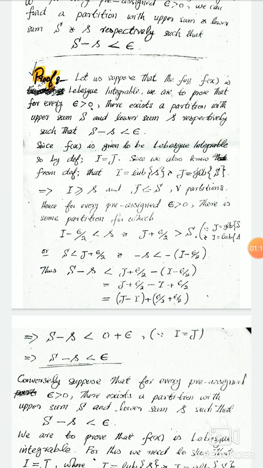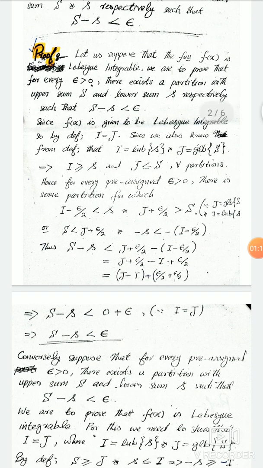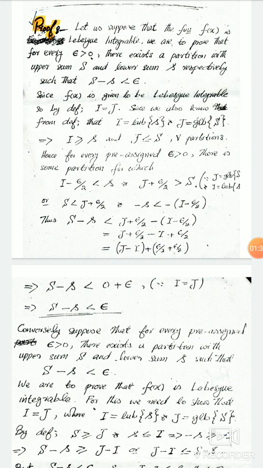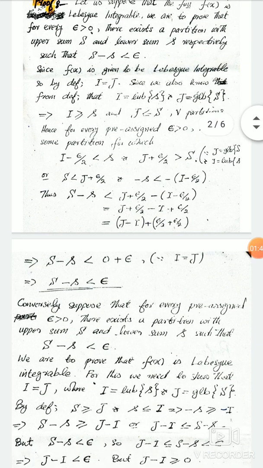We also know from the definition that I is equal to the LUB of the small s and J is equal to the GLB of the capital S. From the definition of the LUB, I must be greater than or equal to small s, and from the definition of the GLB, J must be less than or equal to capital S for all the partitions. Hence, for every pre-assigned epsilon greater than 0, there is some partition for which I minus epsilon by 2 is less than small s and J plus epsilon by 2 must be greater than capital S.